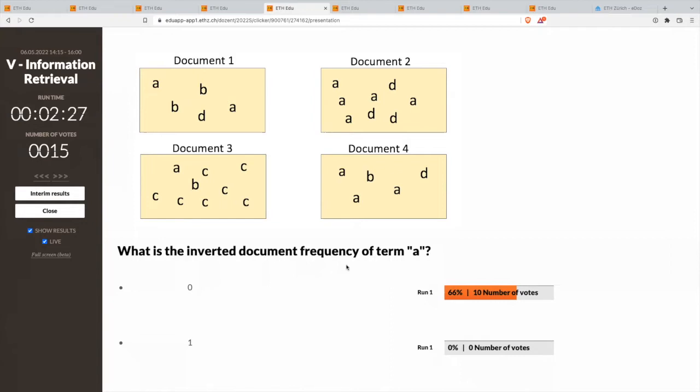But in fact, you could also just notice that the term A is everywhere, right? It's basically a stop word. It occurs everywhere. And the 0 is the bare minimum an inverted document frequency can have. And this is where it's everywhere. That's another way of telling.